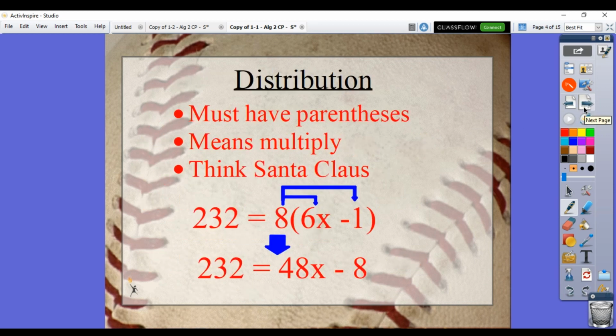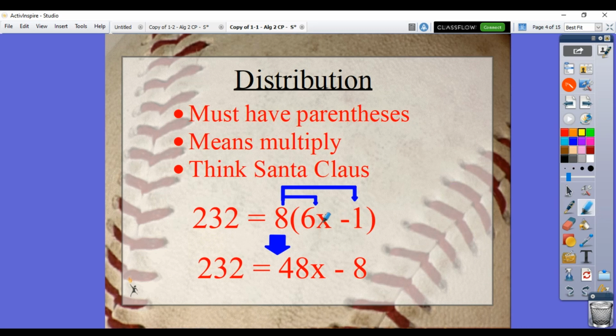So here first, distribution or distributive property. Distributive property mainly happens when there's a coefficient or an expression outside the parentheses. That means you're going to multiply. When I say this, think Santa, sharing all the gifts to all the kids. Okay, here it's the same thing.